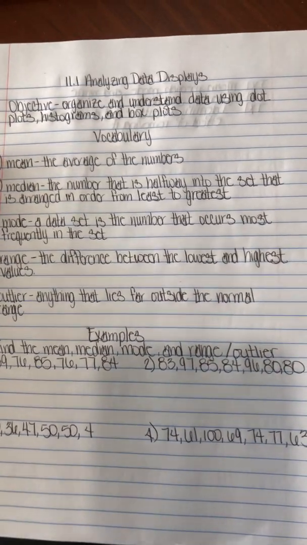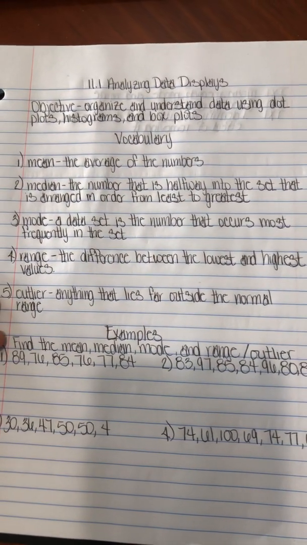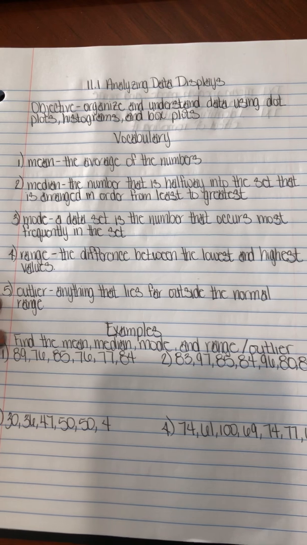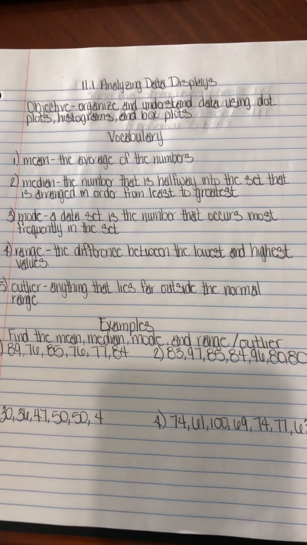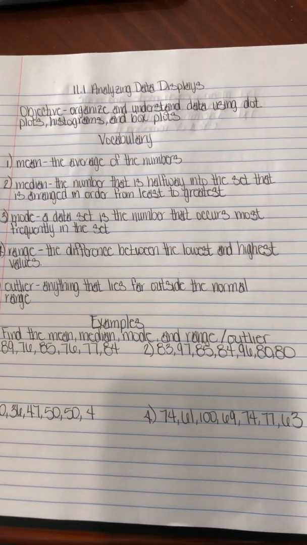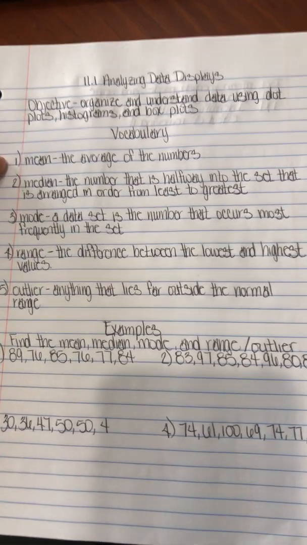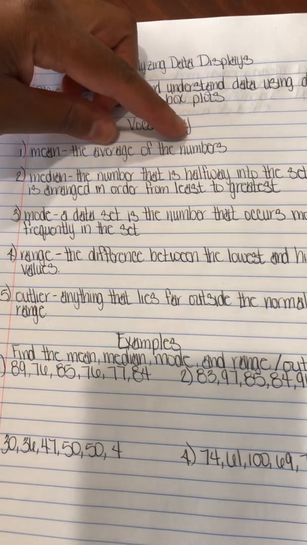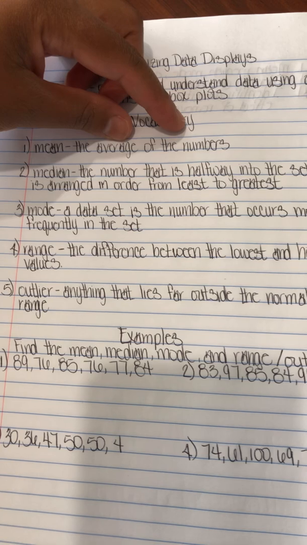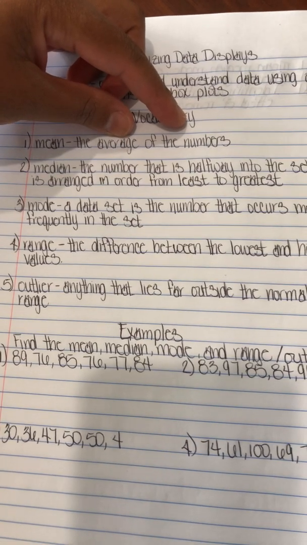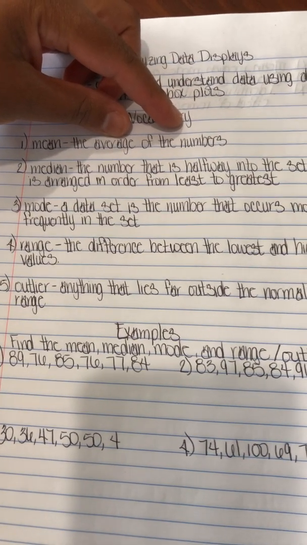All right, there's only 5 definitions that we have for today. I know most of you probably already know them, but I'm still going to go through them so that you know the difference between them. The first one is mean. That means the average of the numbers. So when I talk about average, all that means is that I'm going to add them up and then divide by how many numbers I have.